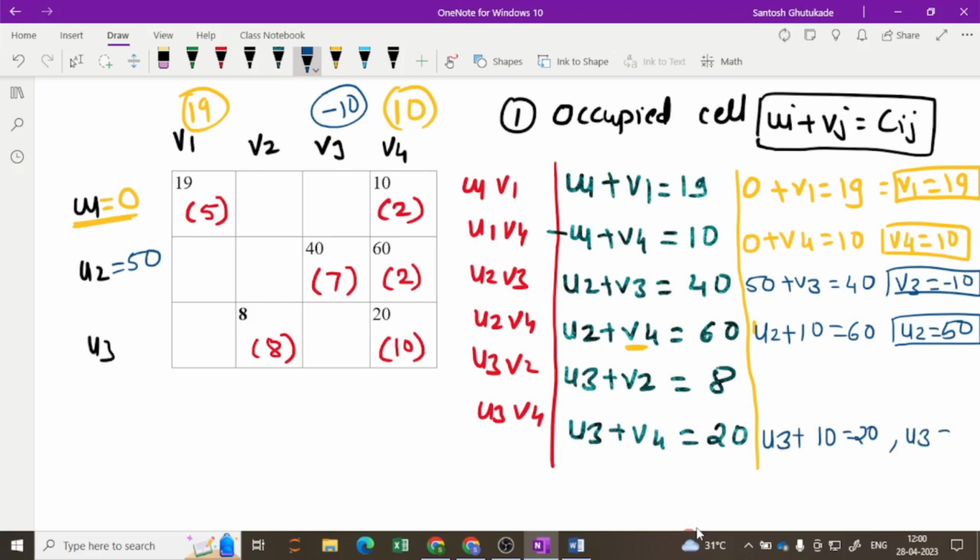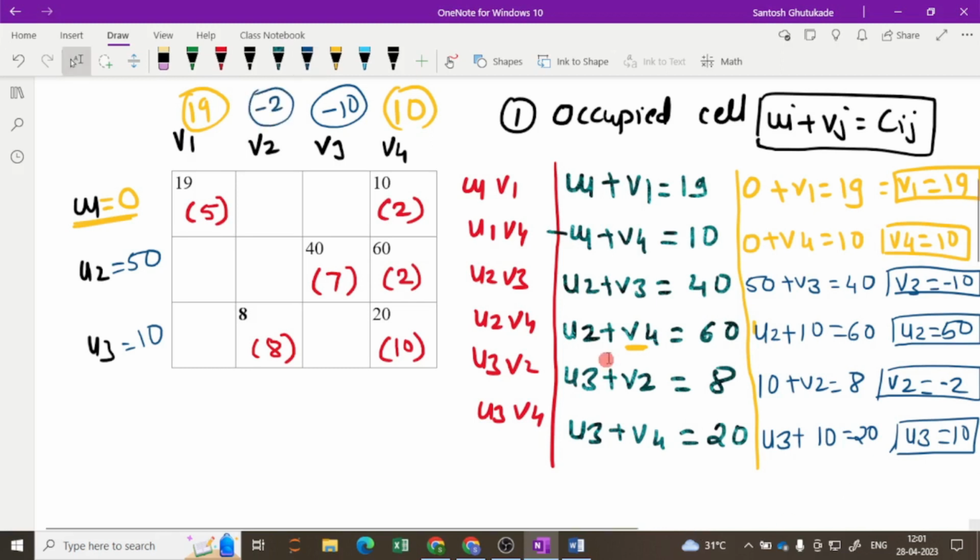So if you solve this, you will get u3 is equal to 20 minus 10, so that is equal to 10. So here u3 value you will get is 10. Now only one equation remaining, u3 plus v2. u3 we know is 10, plus v2 is equal to 8, so v2 becomes 8 minus 10, that is minus 2. So here v2 you will get a value of minus 2.